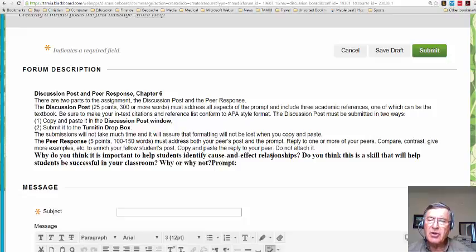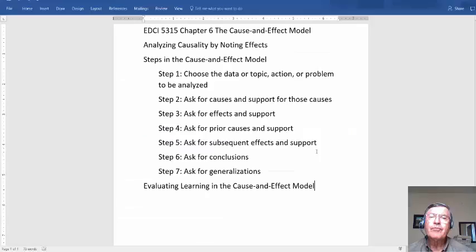It talks in the chapter about its importance, the basis for it, and so forth. And you think this will help students in the classroom? Okay, let's take a short look at the chapter. The cause and effect model, analyzing causality by noting effects.